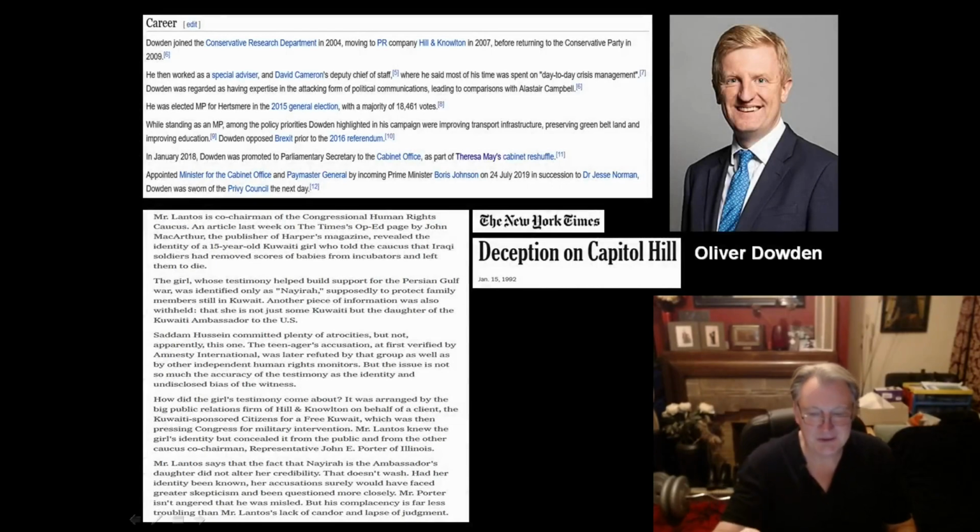So one of the things that I do want to do is have a look at Oliver Dowden in this respect, because, like I say, at the top you've got the entry for him from Wikipedia, and it gives you his career and what have you, such as it is. And he's got absolutely no experience whatsoever in property and real estate or anything like that.